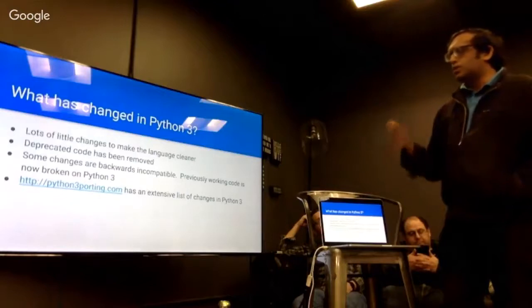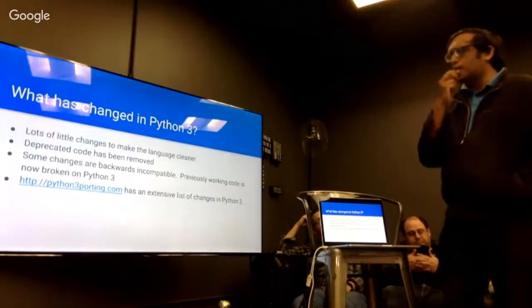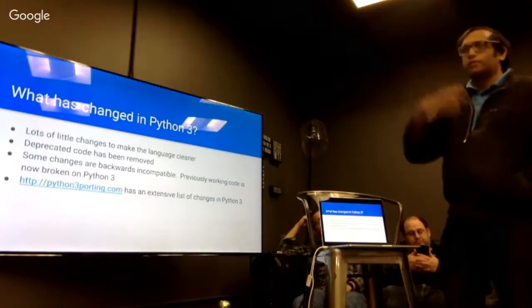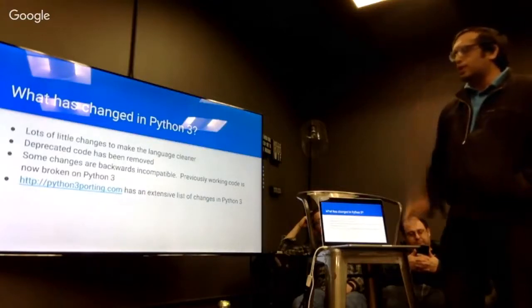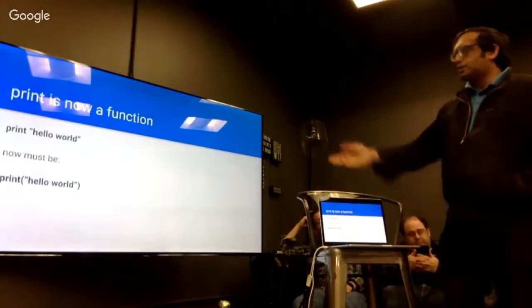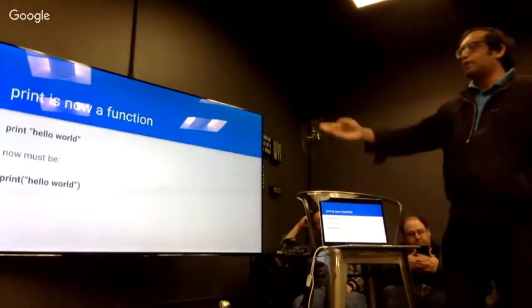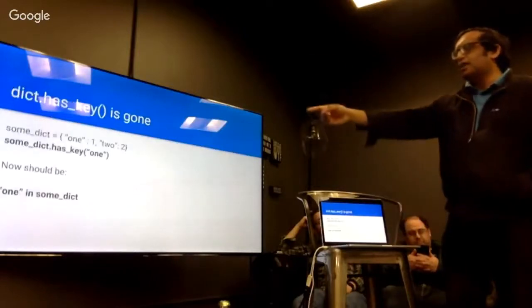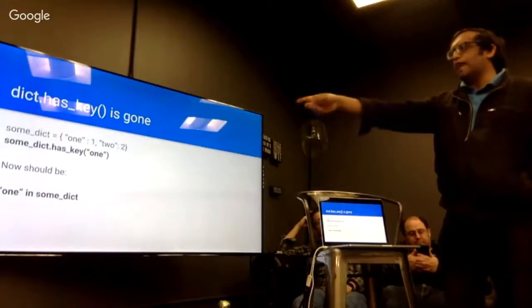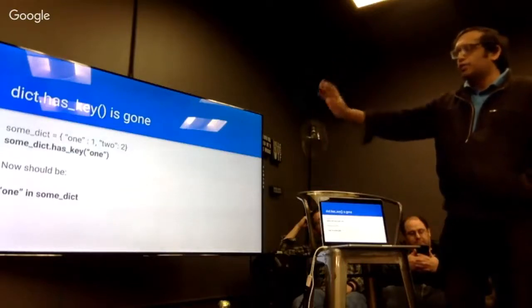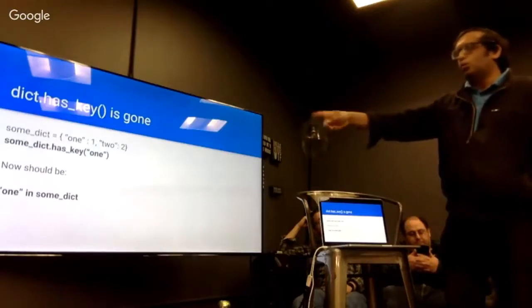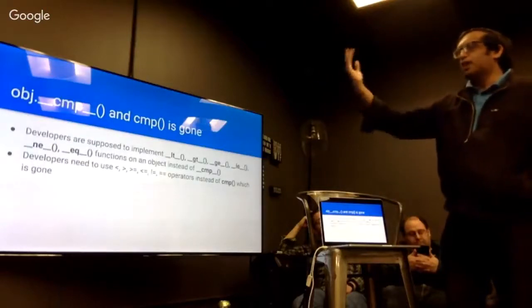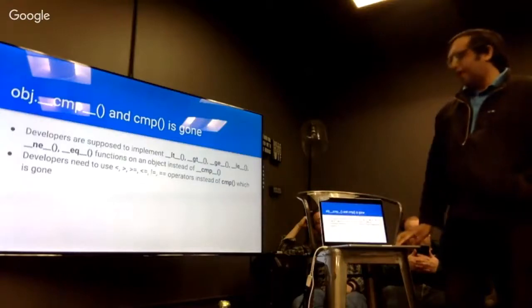Python 3. There's a good website, python3porting.com, that has probably the best overall list of all the differences in Python 3. I use that site a lot. Just to give you some examples, print, you have to make it a function. If you do the old thing without parentheses, that's a syntax error. If you ever used has_key on a dictionary, you have to change that to in, otherwise that's a syntax error. cmp is gone, you have to change that.